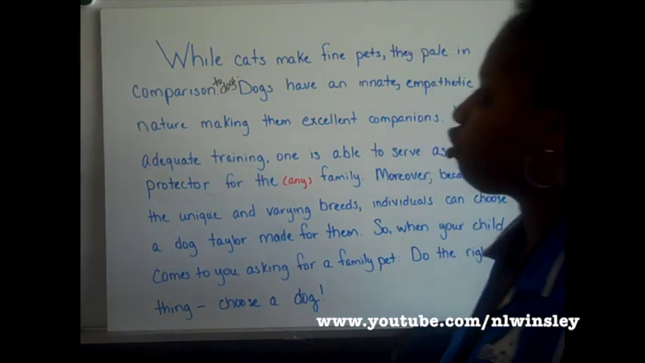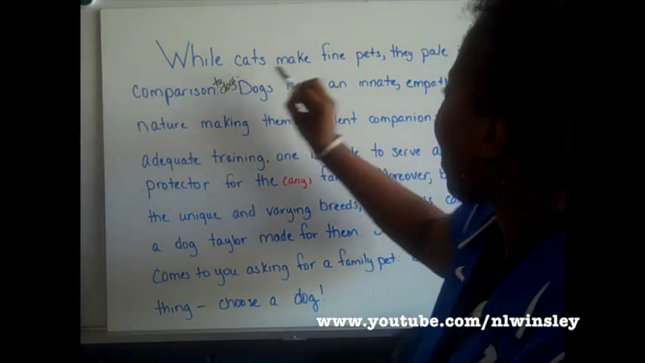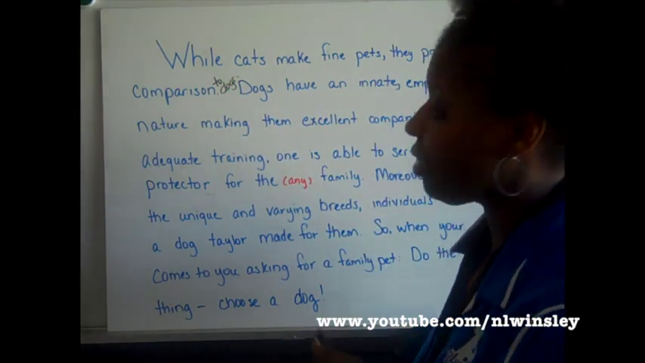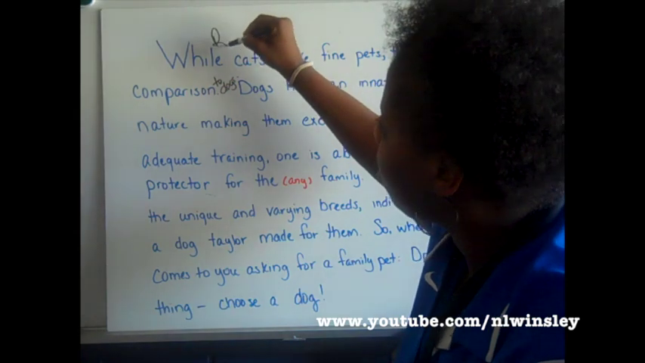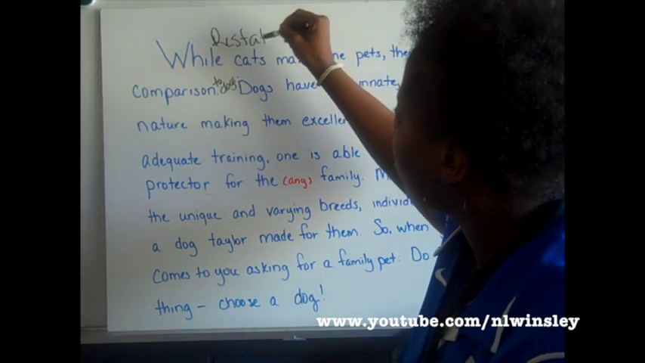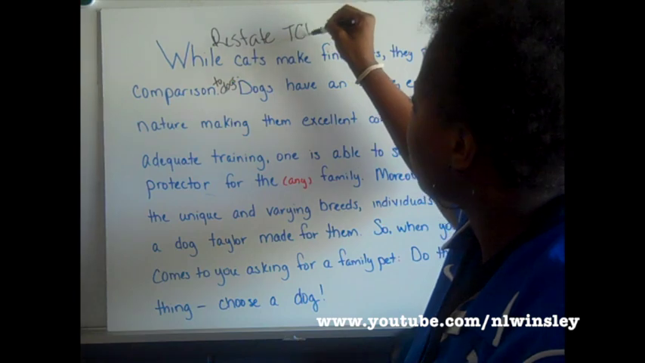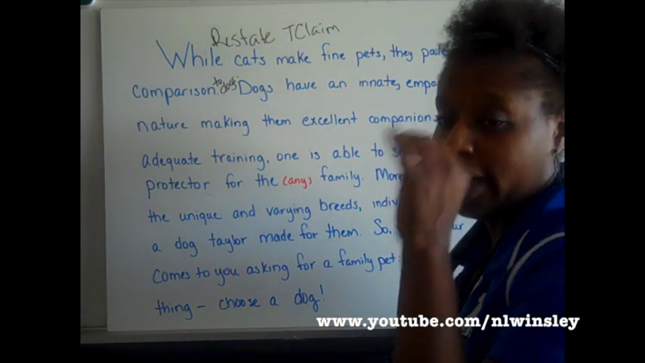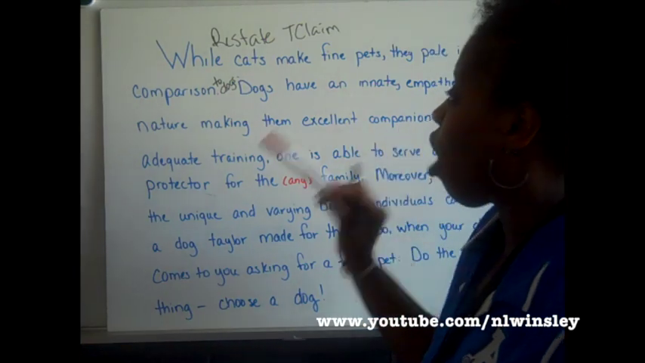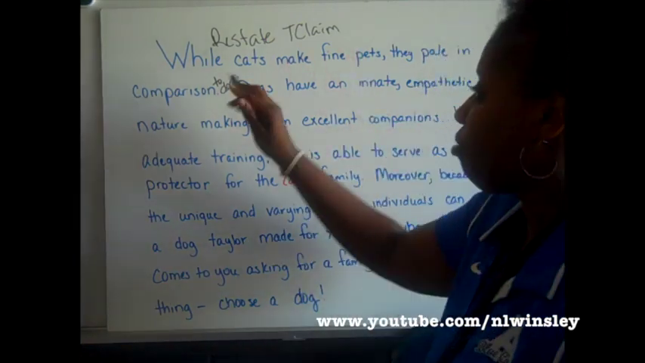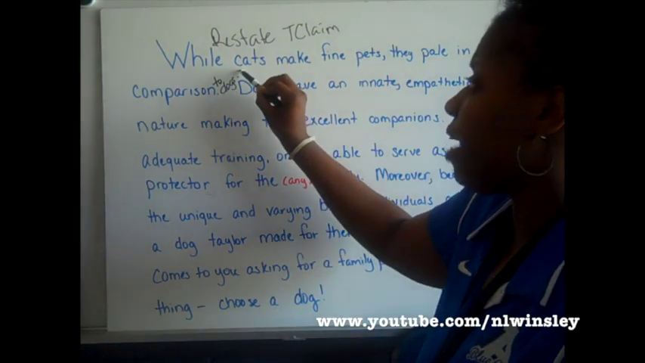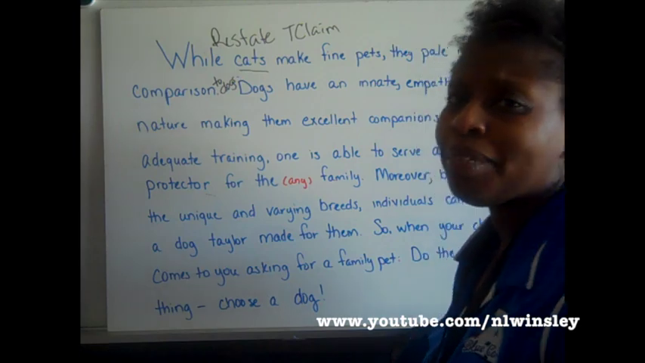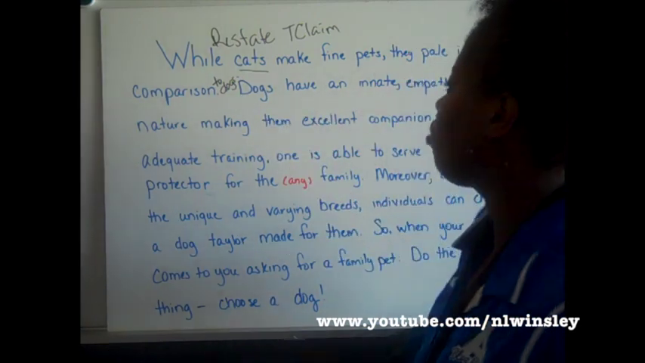So let's break this conclusion paragraph down. While cats make fine pets, they pale in comparison to dogs. So this is my T. I restated my thesis claim. I stated in the very beginning in my thesis statement that dogs are better than cats. I'm just stating it again. I am not taking anything away from cats. I'm letting my reader know cats are great, but they don't have anything on dogs.